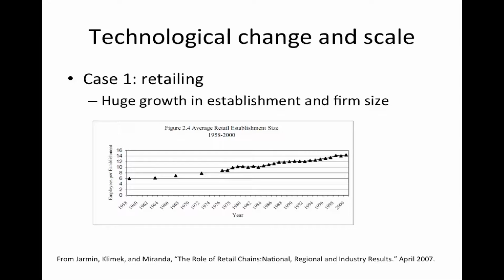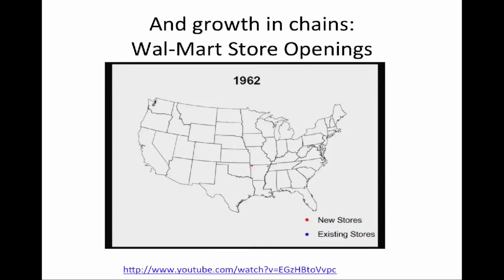One fact is there's been a really substantial growth in both establishment size and firm size in retailing. Here's a dry-looking government statistics publication that just shows that the employees per establishment has been rising pretty substantially in retailing between the mid-20th century and the end of the 20th century. Much of this stems from what's been happening with Walmart. Now let me show you an interesting little movie, and then we'll come back and talk about what's going on.